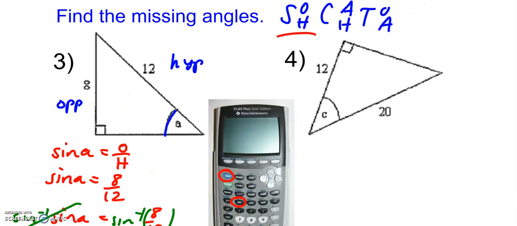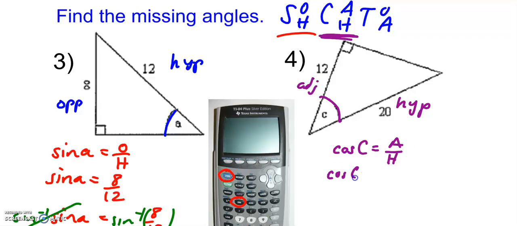Now the second example, I'm going to use C as my reference, and I noticed that 12 is the adjacent side, or the side next to C, and 20 is the hypotenuse. So if I was asking myself which trig function, this time I would look at cosine because I have adjacent and hypotenuse. So if I were to use the function, I would say that cosine of C, of the angle, is equal to adjacent over hypotenuse, or the cosine of C is equal to 12 over 20.